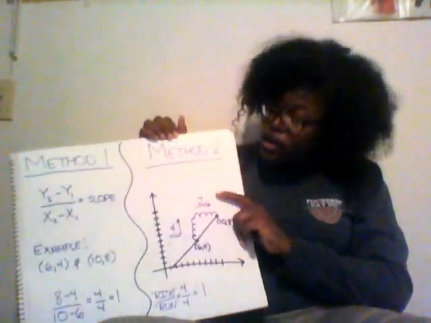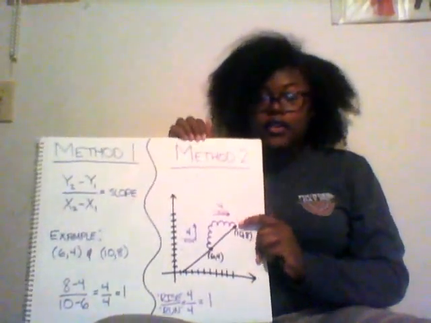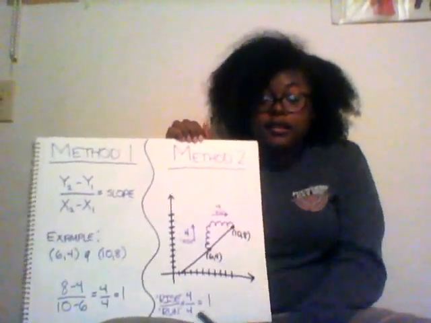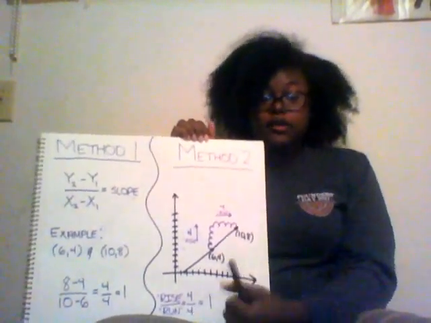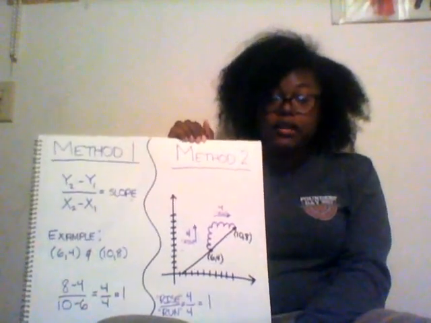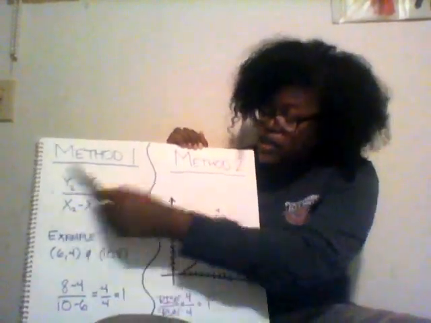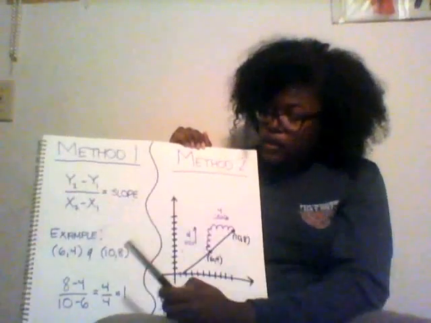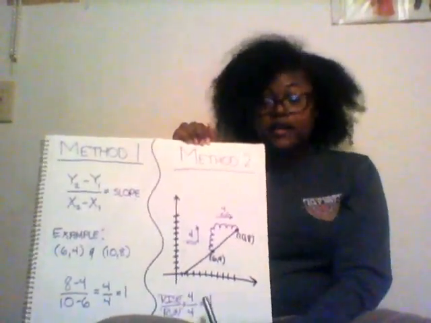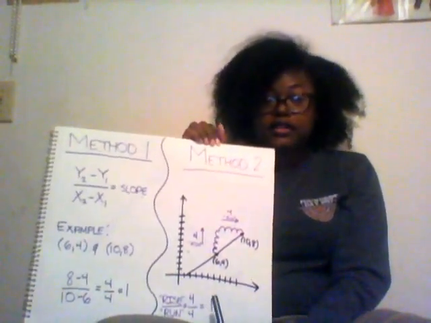There are varying methods to figuring out the slope of a line. Today I will be showing you two. So the first method of figuring out the slope of a line is the mathematical, or as most people say, the algebraic method, and it consists of this equation. To use this equation, you have to have two known points on the line itself.